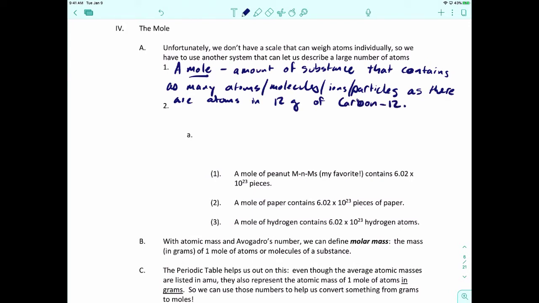Okay, so why are we picking on carbon again? Well, by definition, it has 6 protons and 6 neutrons, just like we talked about with atomic mass, but it was determined that the number of carbon atoms that you have in 12 grams of carbon-12 is 6.02 times 10 to the 23rd. And this number actually has a special name. We call this Avogadro's number.